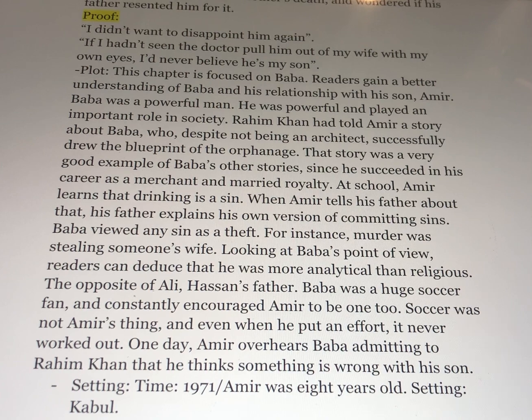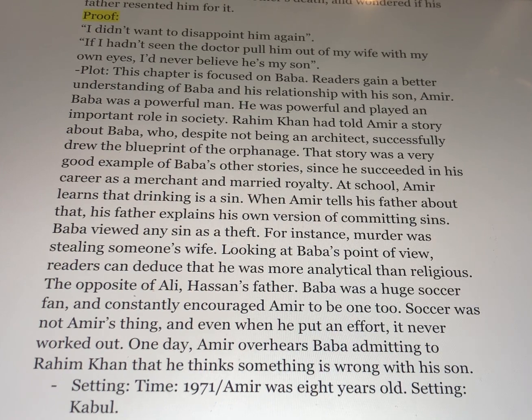At school, Amir learned that drinking is a sin. When Amir tells his father about that, his father explains his own version of committing sins. Baba viewed any sin as theft. For instance, murder was stealing someone's wife. So Baba has this very interesting concept of committing sins, and the only sin you can commit is theft, and it can be any type of sin, but in the end it is theft. It was actually a very interesting concept.